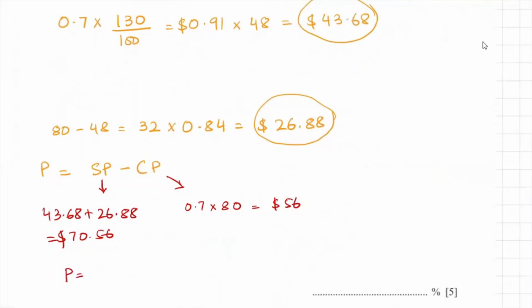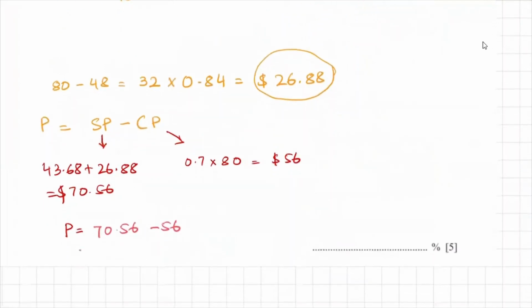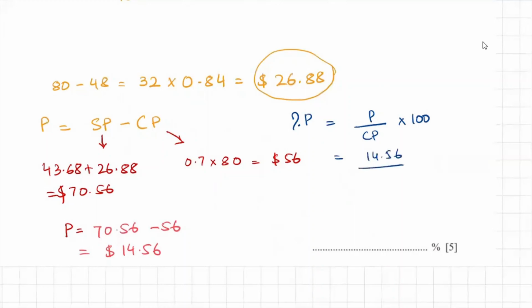So the profit would be equal to 70.56 minus 56, which is going to give me $14.56. The question is asking me for percentage profit. So percentage profit is profit divided by the cost price multiplied by 100. This is the formula for percentage profit. Profit is 14.56, just like we calculated. The cost price is 56, which is over here, multiplied by 100. Use your calculator, find the answer, and your answer would be 26%.